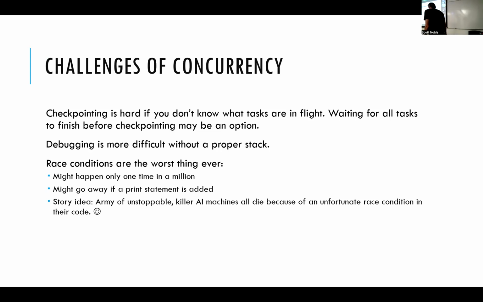So I had a story idea. It's kind of like War of the Worlds, right? Where the aliens attack and we can't stop them, but an ordinary virus kills them all. Well, we have killer AI machines that all die because of a race condition in their code. What do you think of that? All right.